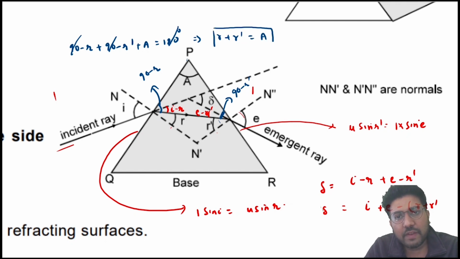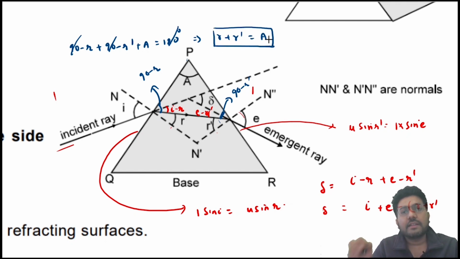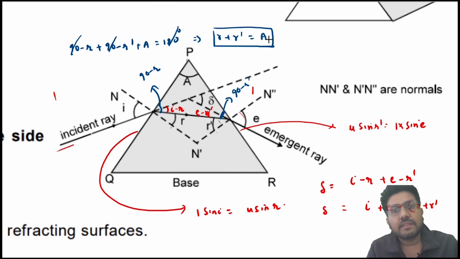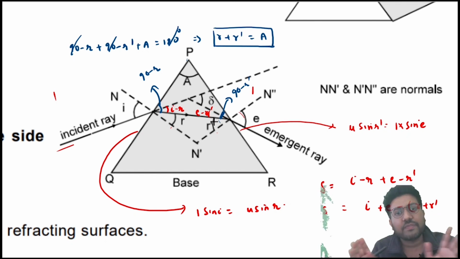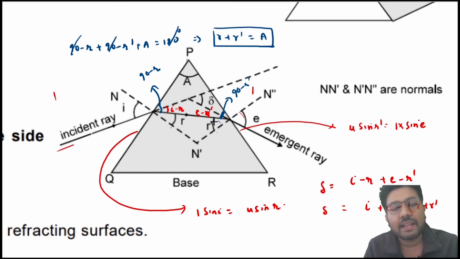This is a very important relation, and you have to remember this. The sum of the interior angles, meaning the angles which are inside the prism, is always constant and equal to the angle of prism. So the angle of refraction from the first surface and the angle of incidence to the second surface, the sum of these two angles, is always a constant for a prism, and that is equal to the angle of prism. It is also called the refracting angle.